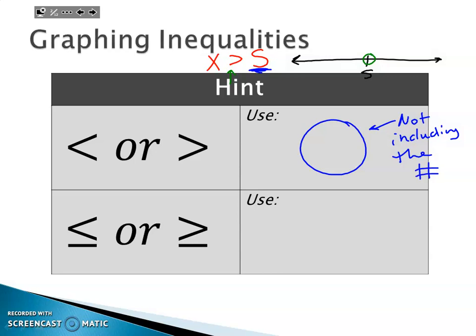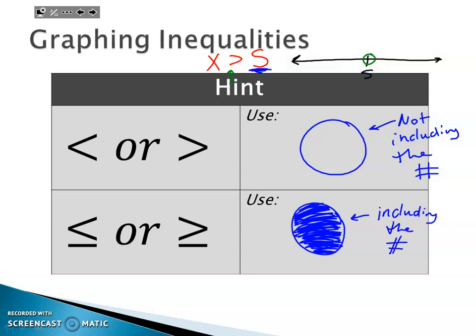Versus, the other example would be if you had a less than or equal to or a greater than or equal to. That equal to sign means that we are including that number. So for those cases, we would want to use a closed circle. The reason is because we are including the number. Since we are including the number, we want to make sure that we close that in and show that that number is a part of this. Okay? So hopefully you remember that.